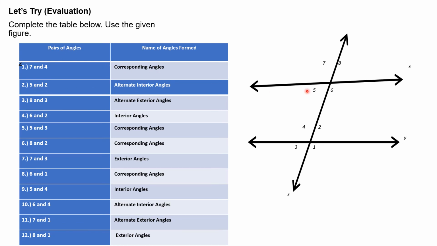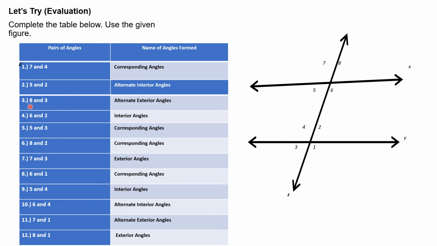Next, number 2, angle 5 and angle 2. Is it correct? Alternate interior angles, right? Because here is our angle 5 on the left side, and then angle 2 is an interior angle on the right side. So they are alternate interior angles.